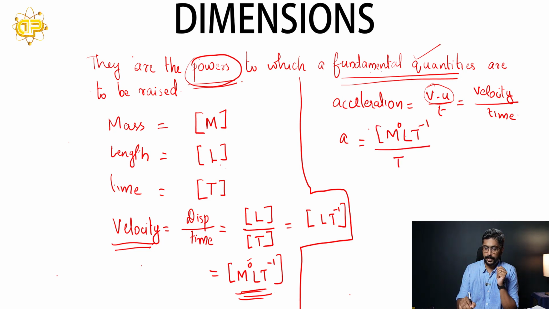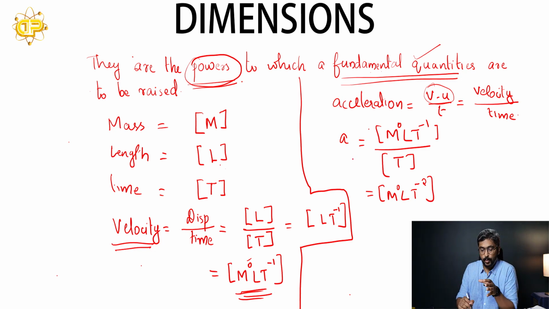This is the dimension, right? But T can be raised to the numerator, so you will get a is equal to M raised to 0, L T raised to minus 2. With the help of the definition, you can correlate here. So M raised to 0, and acceleration is represented with M, L and T with certain powers to it, right? So M raised to 0, L T raised to minus 2 is the dimension of acceleration. I hope that you got the point.